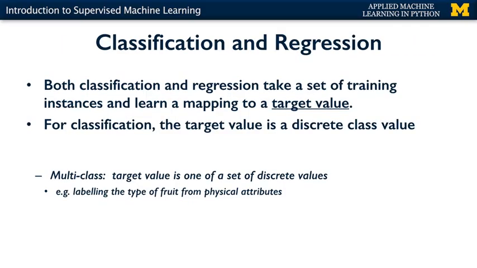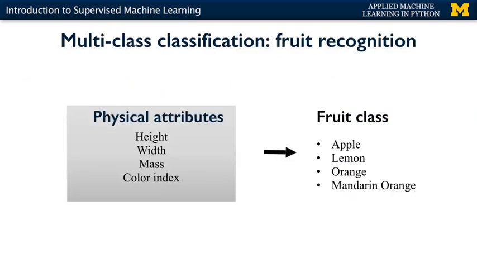A second type of classification problem is known as multi-class classification, where the target value is more than just a yes or a no, or 1 or 0. It could be one of a set of discrete values. For example, the labeling fruit example that we saw from the first part of the course is an example of multi-class classification, because the object that we're trying to predict the label for can only have one of the possible label types. Something couldn't be, for example, both an apple and an orange.